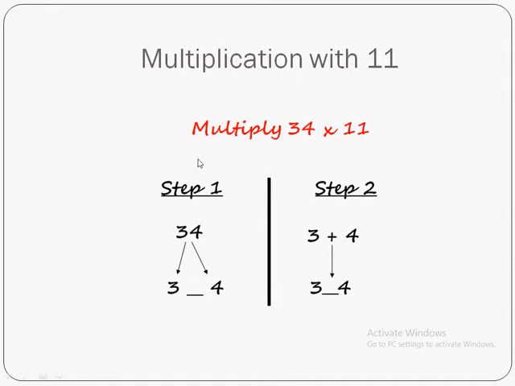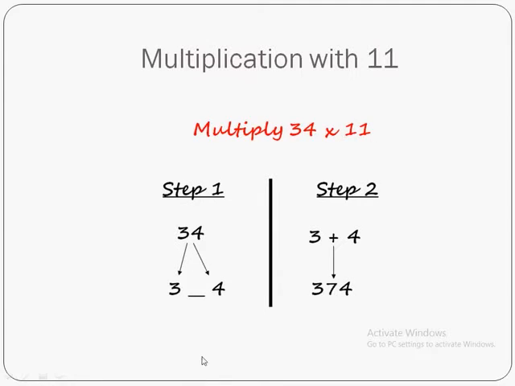So let us start. In this first example, we have taken a number that is 34 and we are multiplying it with 11. The first step is to split these two numbers, like 3 space 4. Once we have split this number, we have to fill this space by adding these two numbers and placing that output in between them. So 3 space 4. Now we are adding 3 plus 4 and placing it in between, which is 7. So my output is 374. See how easy it is.